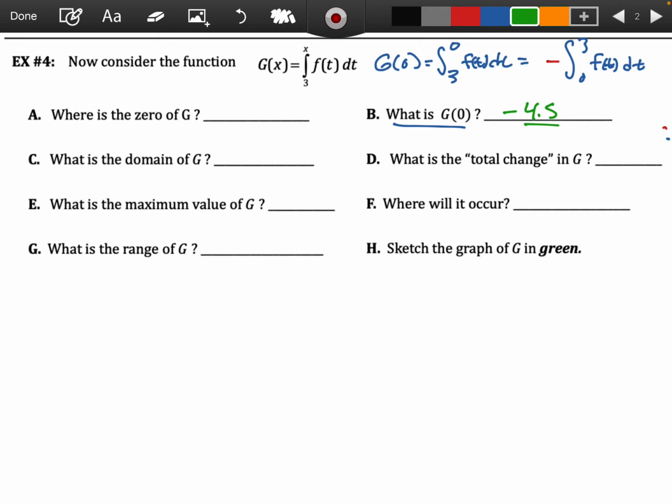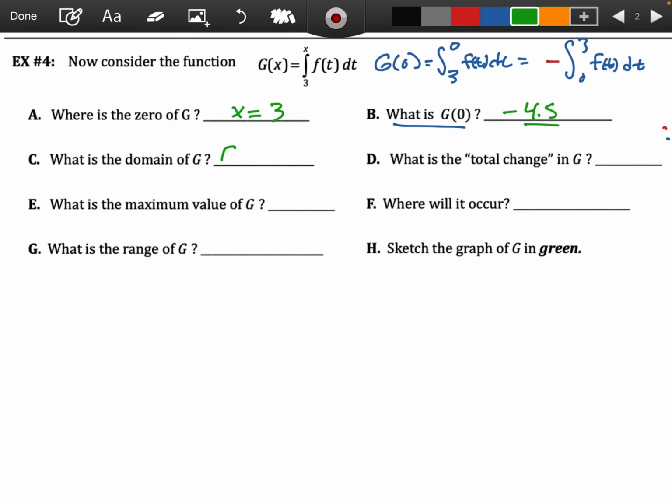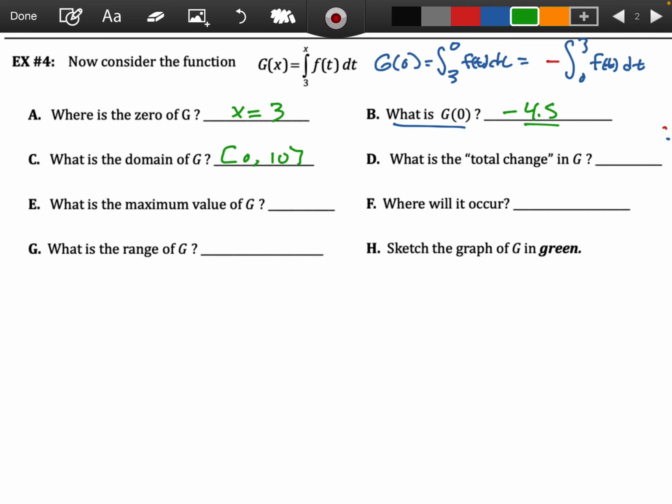So now that you guys have the graph, where is the 0? Well, it's going to occur at 3. What is the domain? The domain remains the same. If you look at the green function, it still goes from 0 to 10, still defined there. And then what is going to be the total change in G? Well, the point they're trying to make is that it's not going to be vertically stretched. It's just going to be translated or shifted down. So everything else remains the same as your f function.